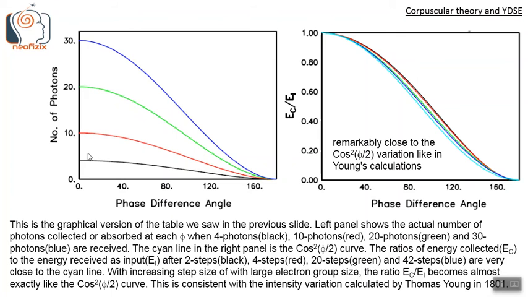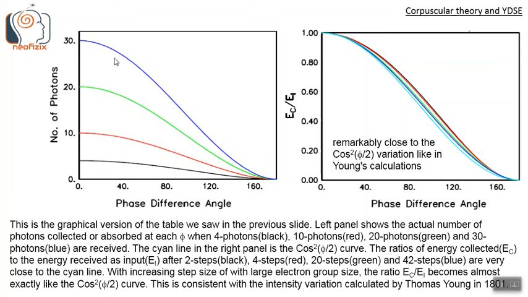So these different colored lines show the total number of photons falling. For example, here there are 10 photons falling. How much of them is absorbed by the photographic plate depends on the phase angle associated with it. As the phase angle increases, and becomes 180, almost no photon is absorbed.